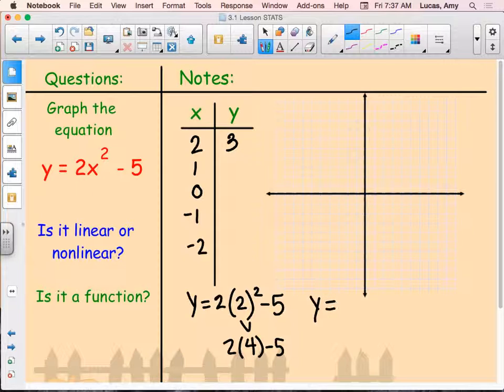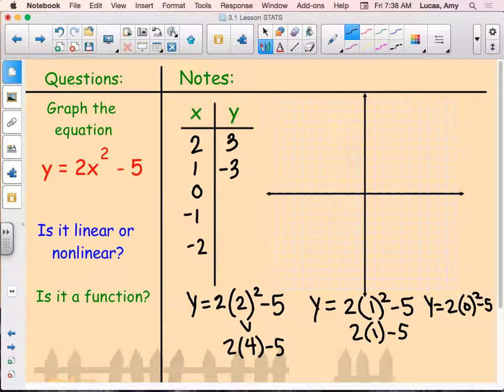The next one, 2 times 1 squared minus 5. 1 squared is 1. 2 times 1 is 2. 2 minus 5, negative 3. If I substitute 0, 0 squared is 0. So 2 times 0 minus 5. 2 times 0 is 0. Minus 5 is negative 5.